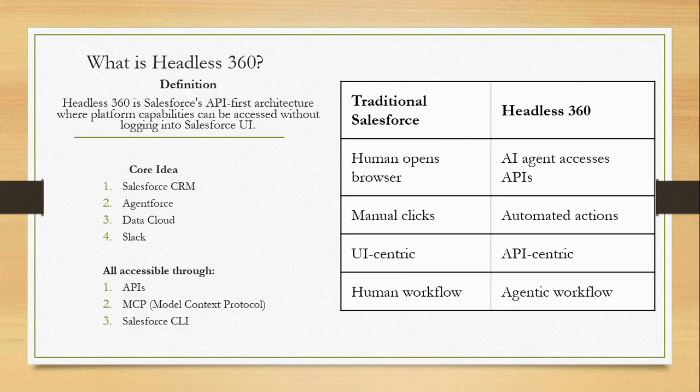In the case of headless, the agent will access information through APIs. Actions are automatic, it is API-centric, and it is an agentic workflow. Based on the instructions I provide, the agent will fetch the data or perform actions in Salesforce. The core idea is Salesforce CRM along with Agentforce, Data Cloud, and Slack, all accessible through APIs, MCP, and the Salesforce CLI.